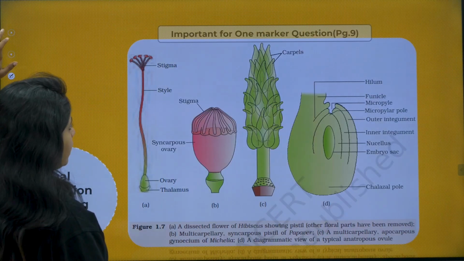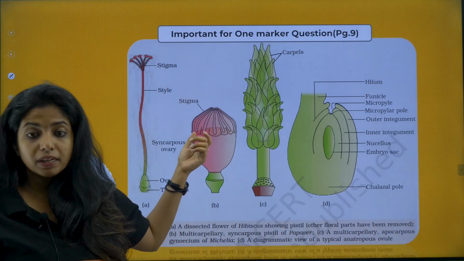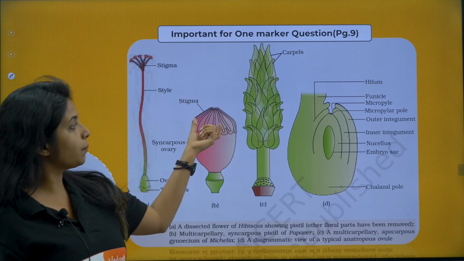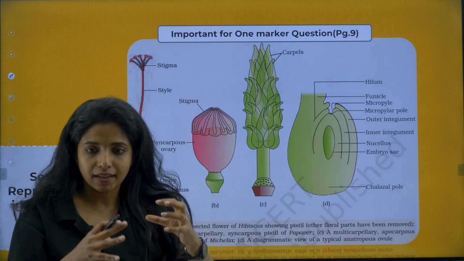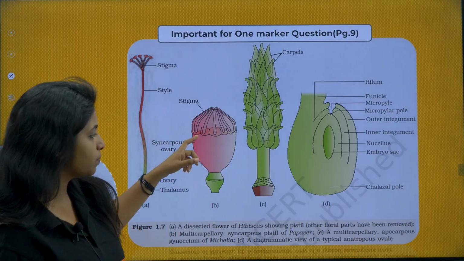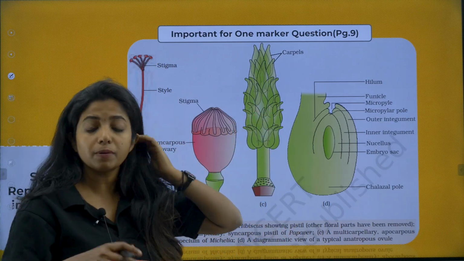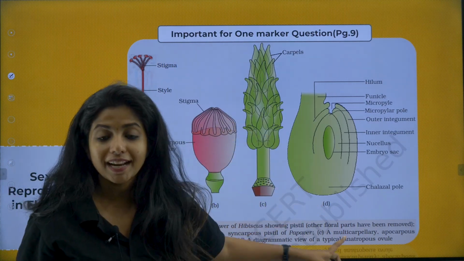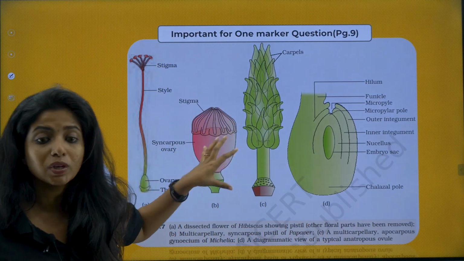Now here again, important for a 1 mark question. You might be asked what is syncarpous, apocarpous, and examples. This is an example of syncarpous, as in you have so many carpels, but they are together. The syncarpous condition is seen in Papaver, my dear children. Apocarpous, as in there are so many carpels, but they are in different zones. Okay, they are not together. That is apocarpous, and that is seen in Michelia. So the examples are given up over here.